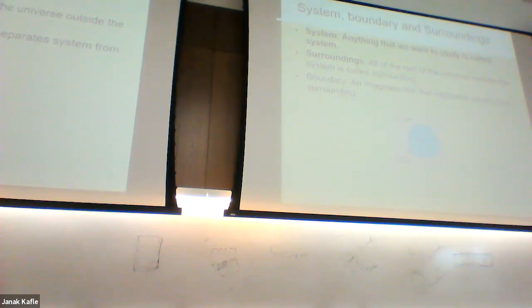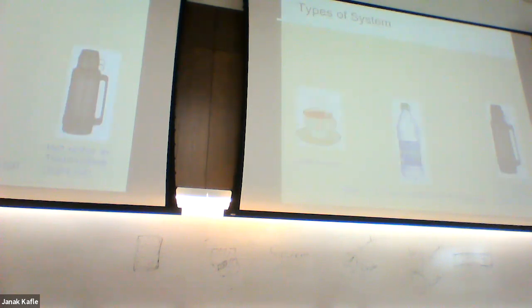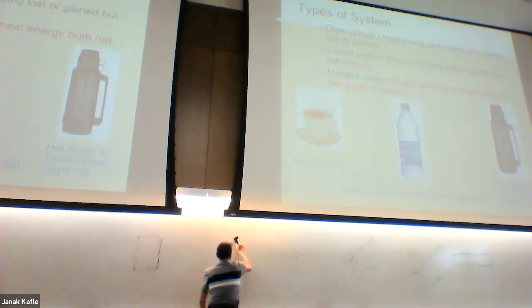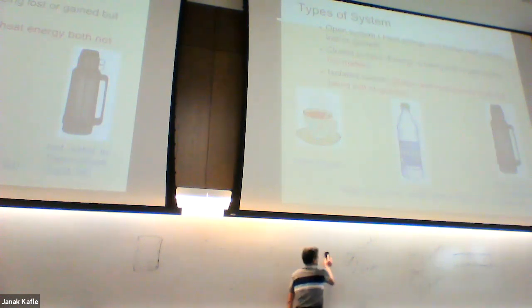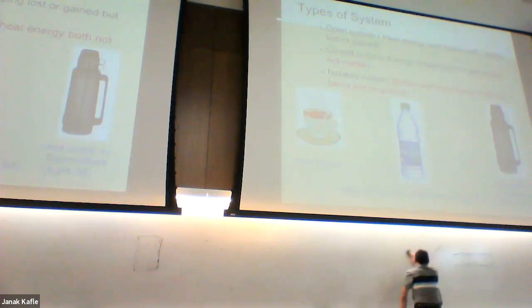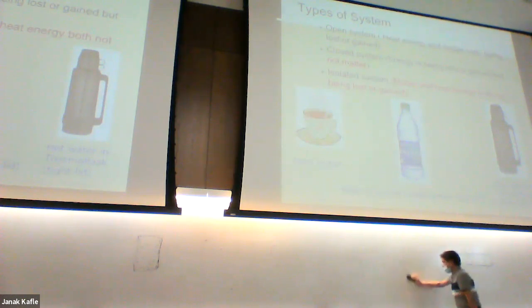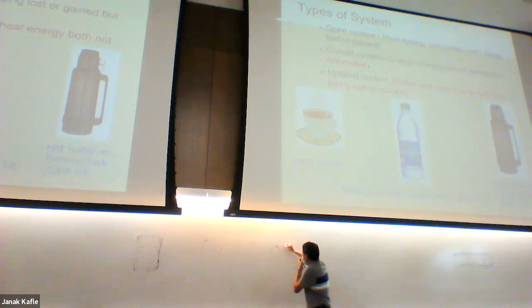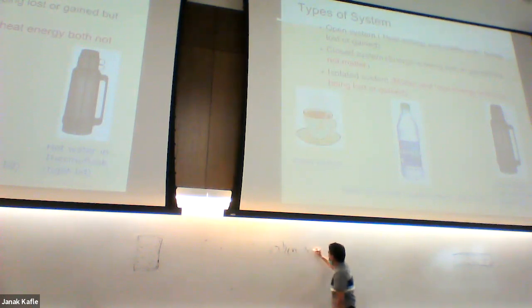So here, there is something I put as a picture. Let's look at this. We have 3 kinds of system. One is the open system. So we have 3 kinds of system. One is the open system. So an open system is something like this.